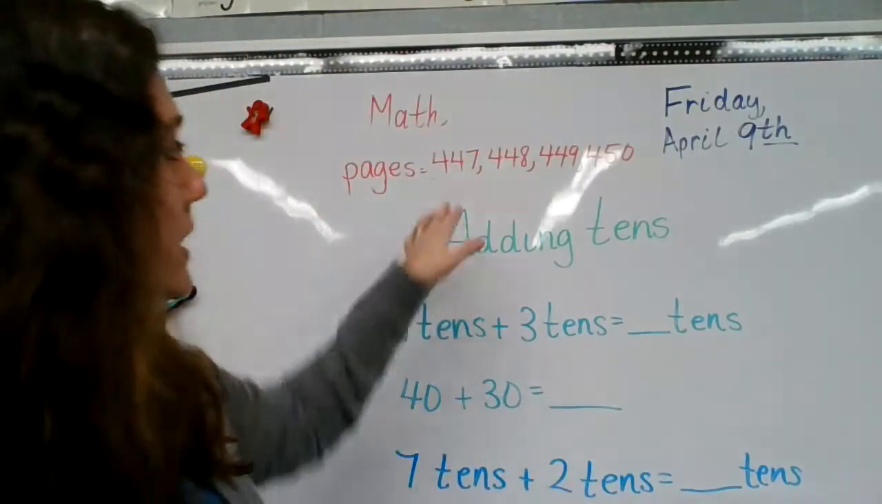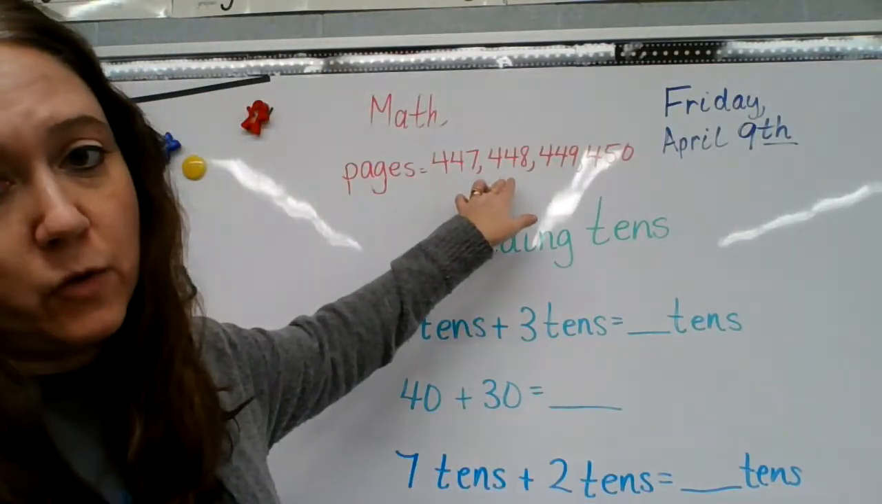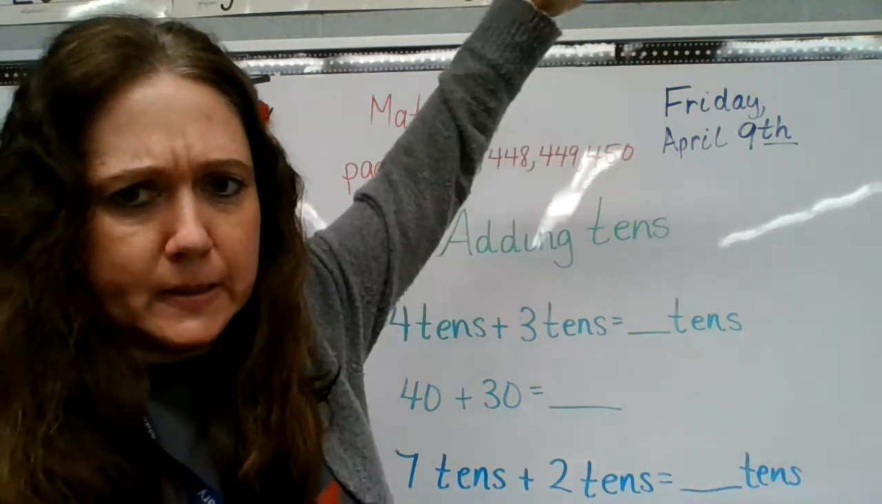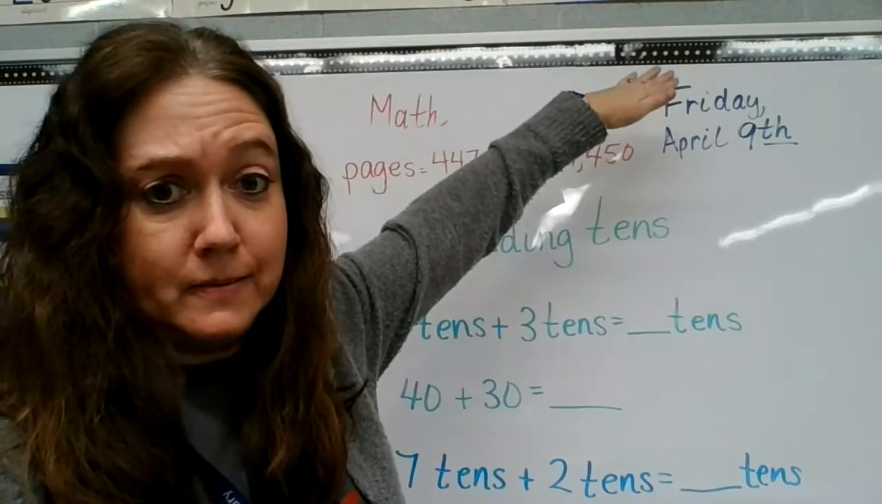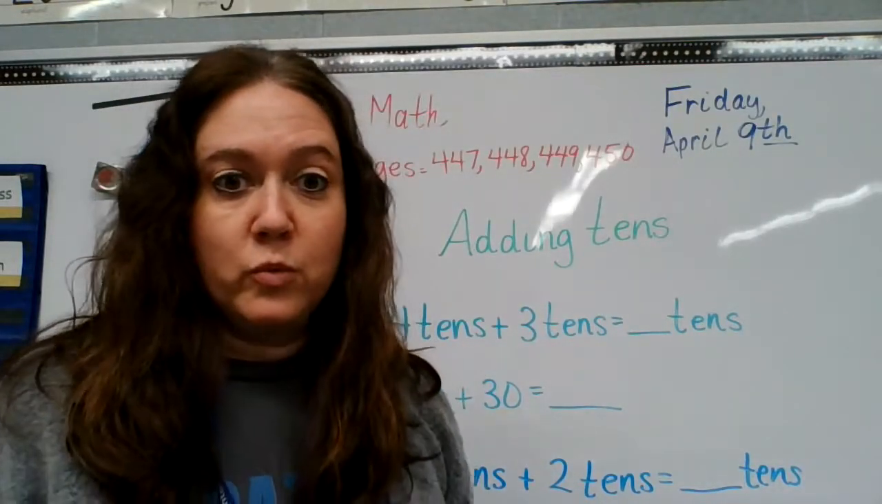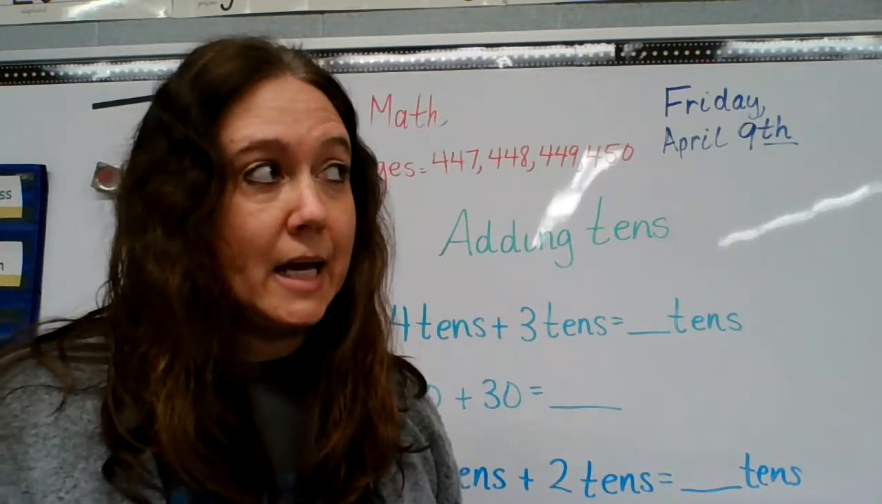For math, you need pages 447, 448, 449, and 450. Can you see that? Because the light is kind of shining on it. 450. So, if you want to go ahead and get that.